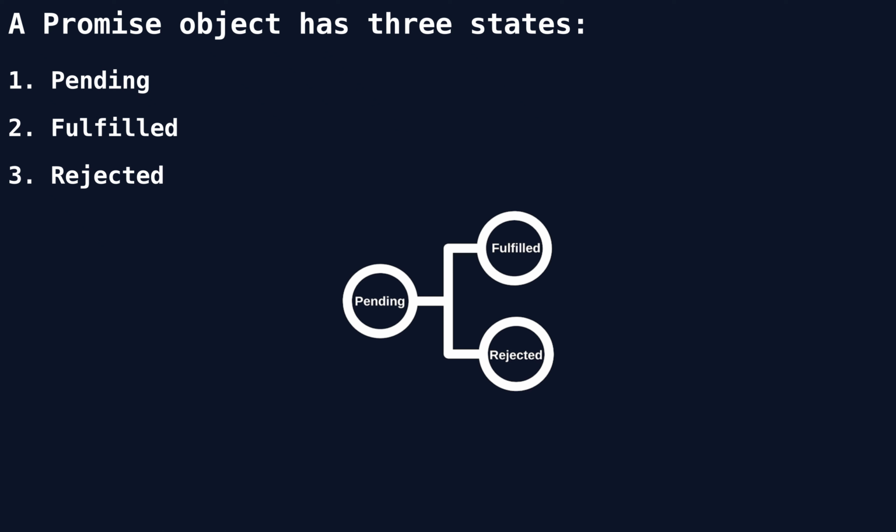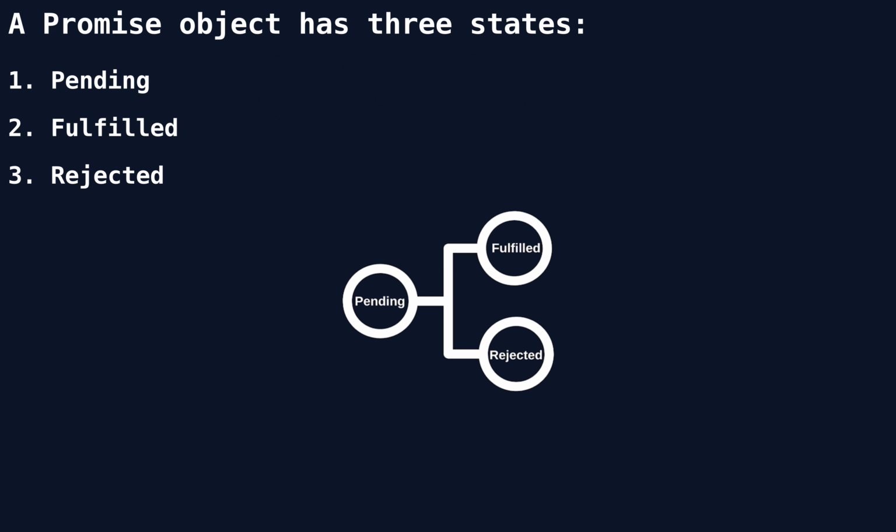A promise object has three states. 1. Pending. 2. Fulfilled. 3. Rejected. Pending. When a promise object is created, it is in the pending state when the promise constructor is called. It means that the asynchronous operation has not completed yet and the result is not available. It is the initial state of a promise object. Let's take the previous example. The promise object is in the pending state because we have just created it.